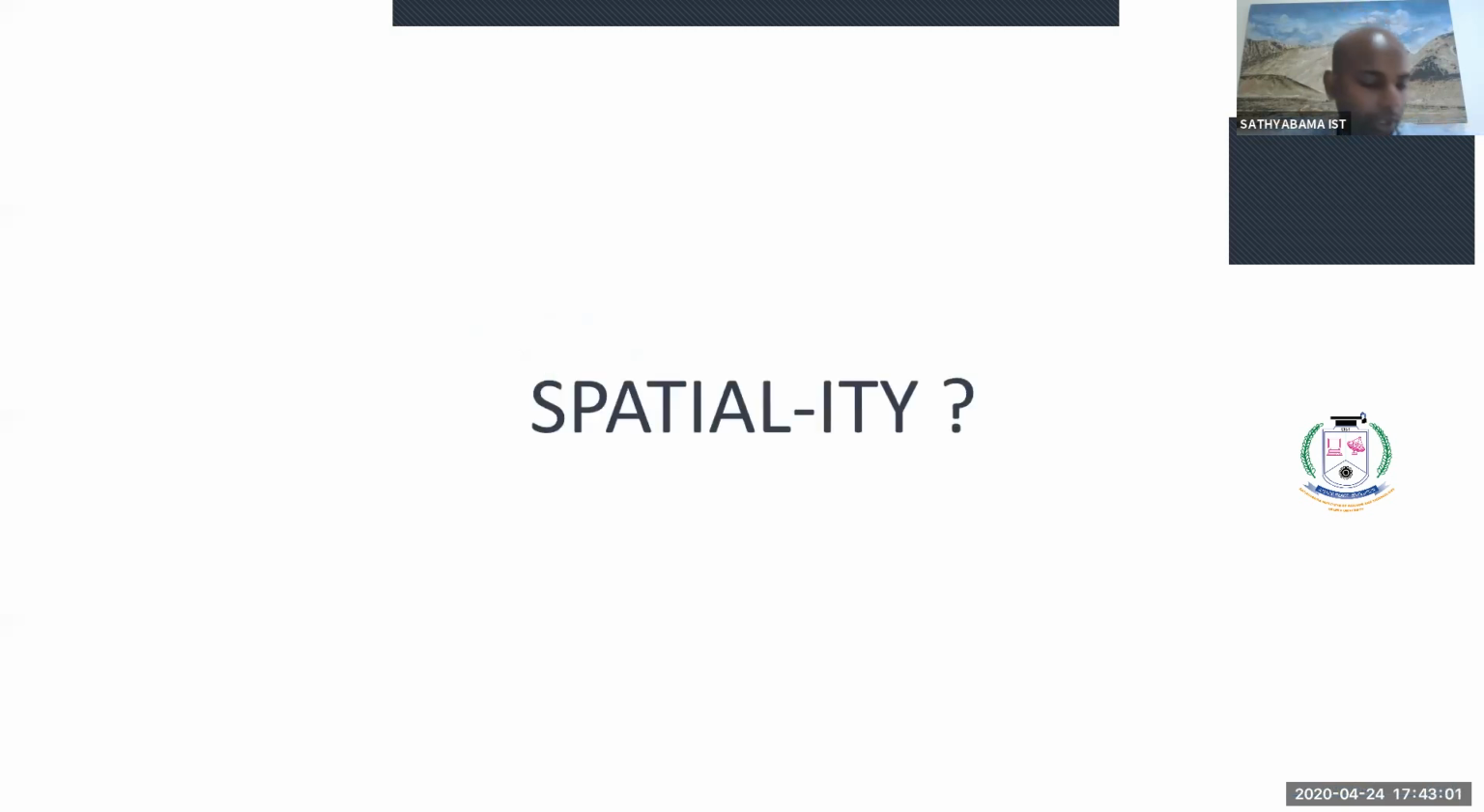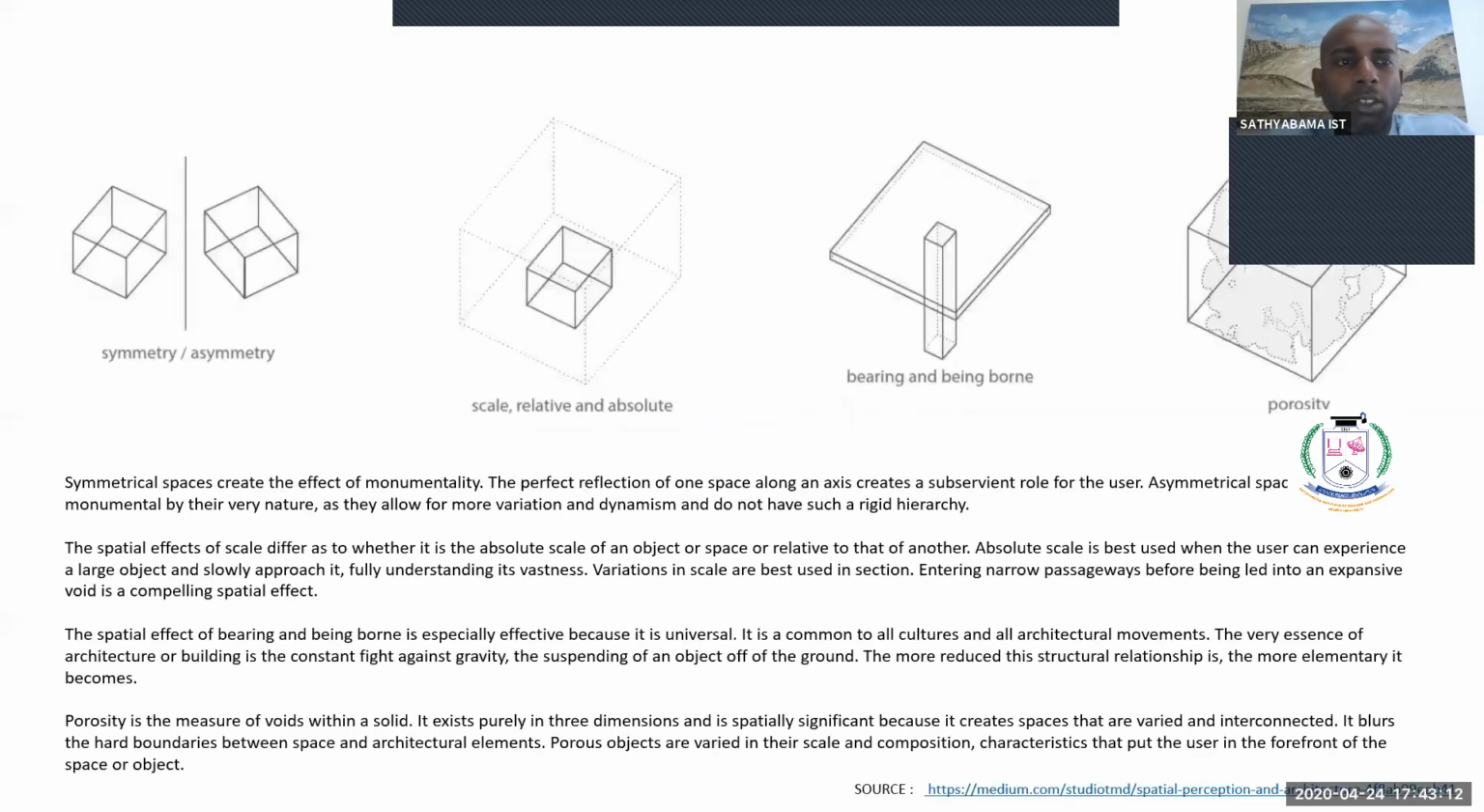So I'm going to introduce you to this new term, which is the idea of spatiality. Right? Spatiality means sense of space, right? In that you notice things like symmetry, asymmetry, scale, which is relative or absolute, bearing and being born, and porosity, right? So let's look at symmetry. Symmetrical spaces generally create a sense of monumentality. It has a perfect reflection, and you have a strong sense of axis. Asymmetrical spaces are less monumental, they're more organic and more informal, and they have more variation and dynamism, right?